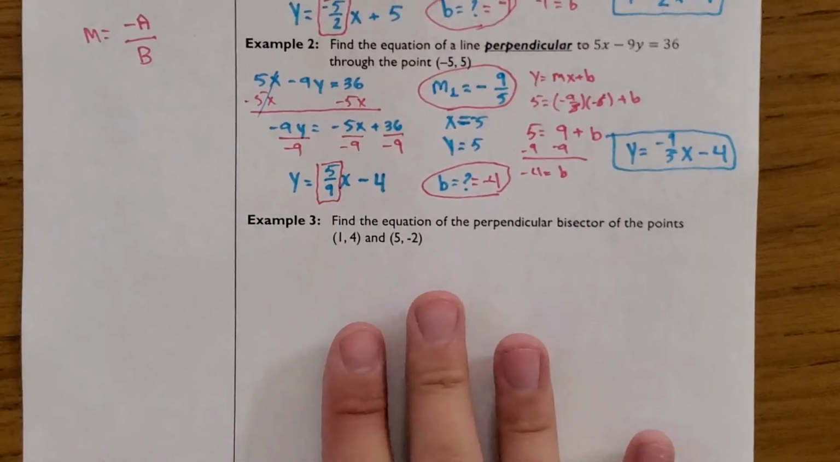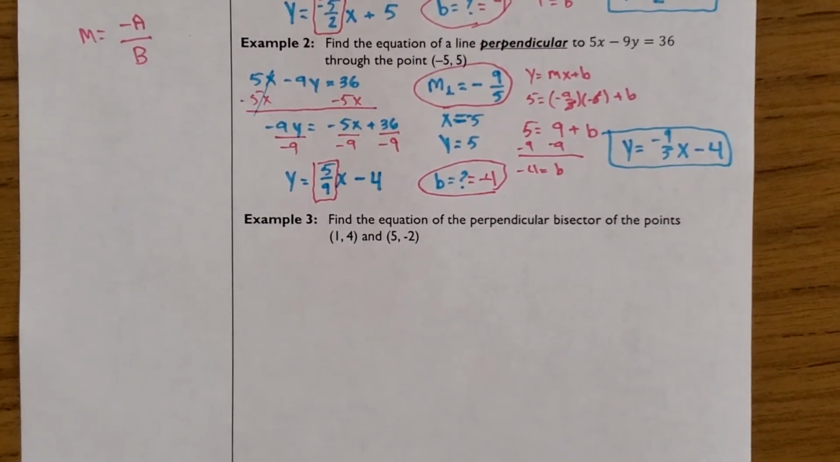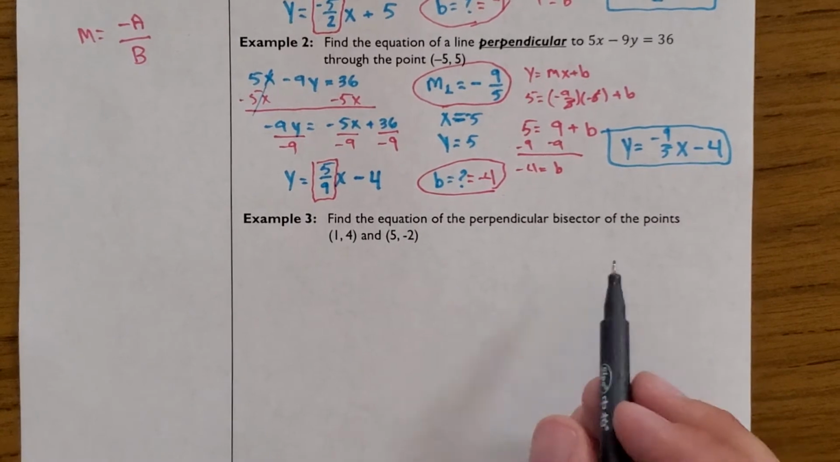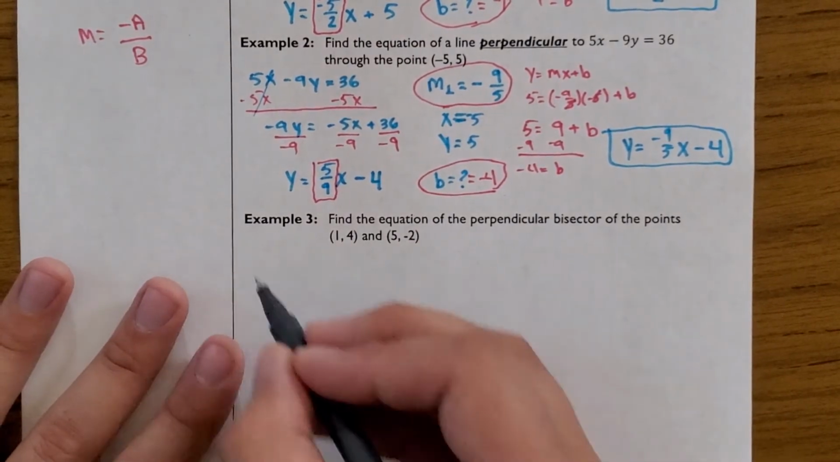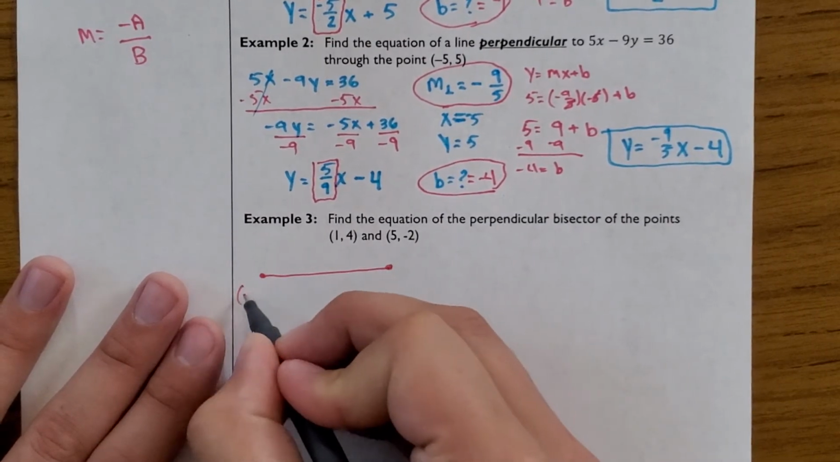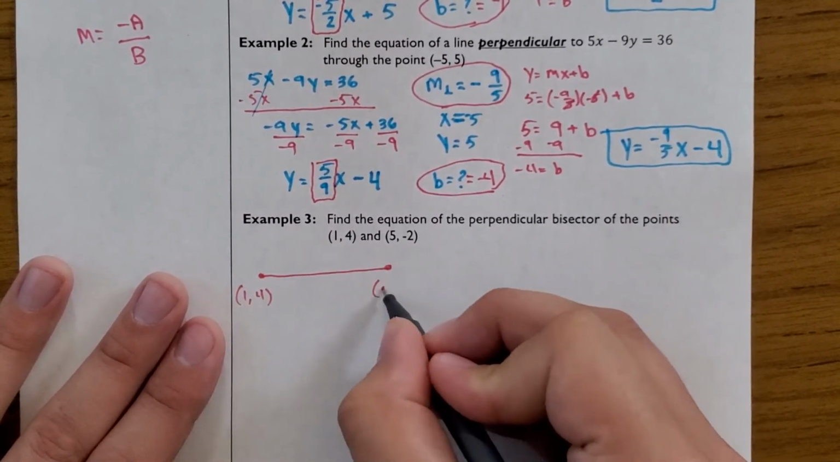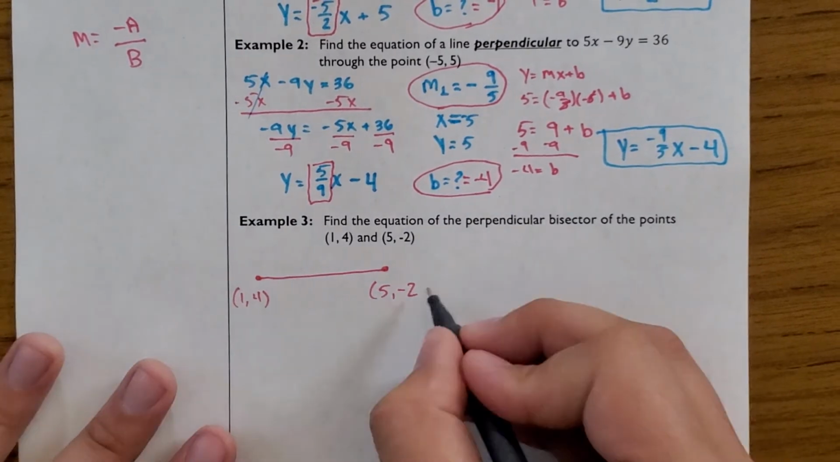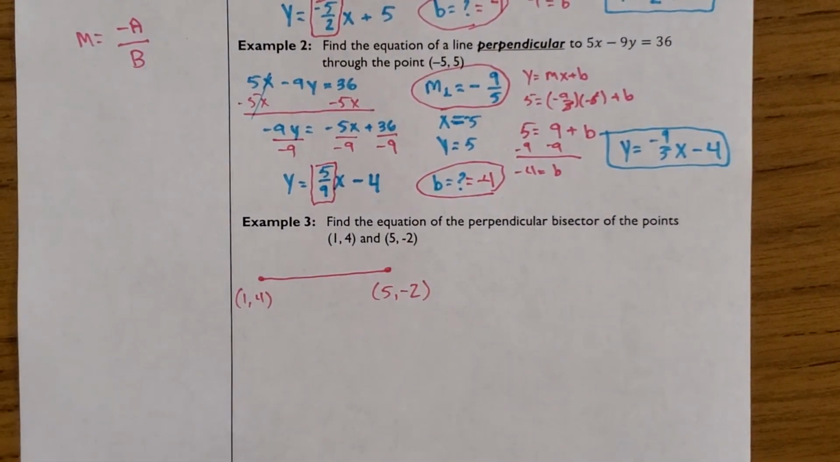All right, remember we talked about bisectors up top. This is where that's going to come in useful. This question says find the equation of a line that is the perpendicular bisector of the points 1, 4 and 5, negative 2. Oh, I gotta find the perpendicular bisector. Well, remember we just talked about that.